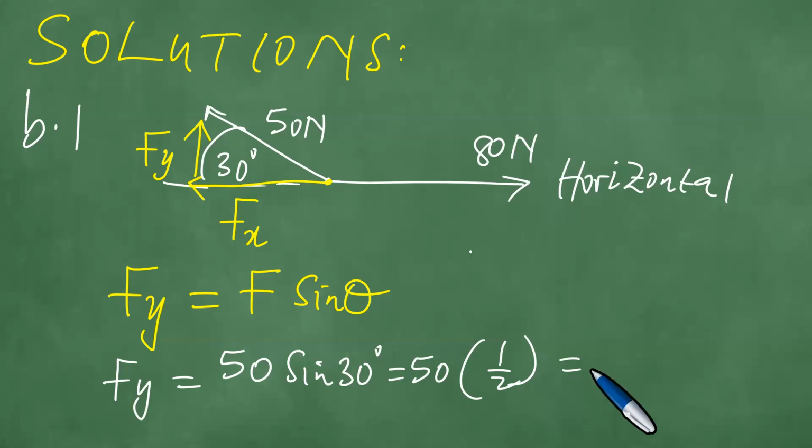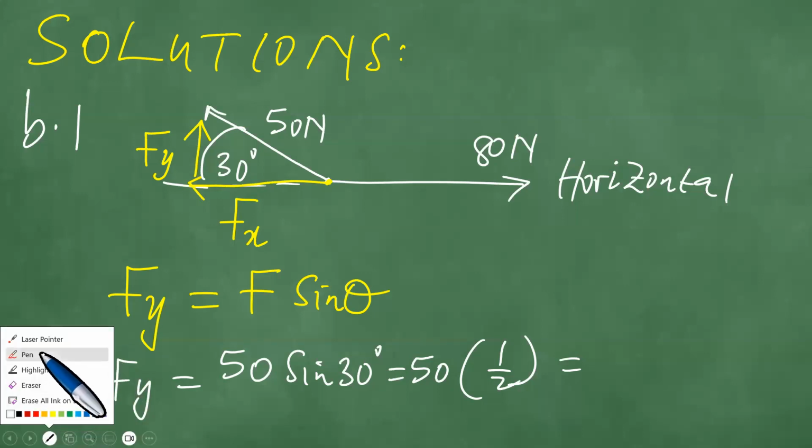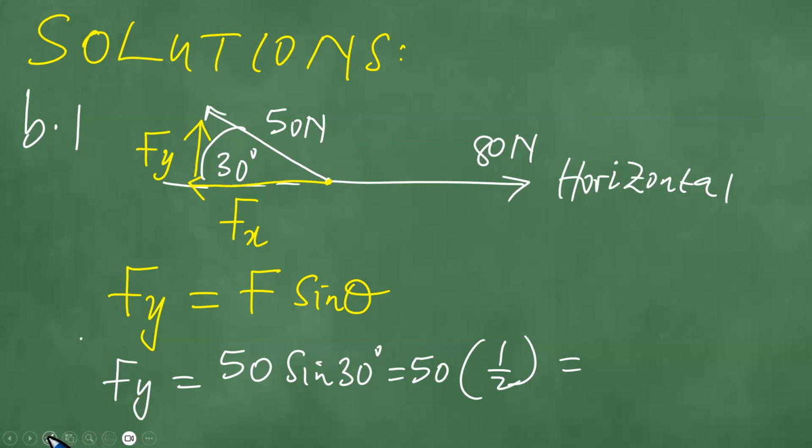You can use a calculator there. If you use a calculator, you'll realize that the sine of 30 degrees is precisely one half. So that is going to be precisely half of 50, which is 25. Half of 50 is 25 newtons. But let's look at the question very, very carefully.